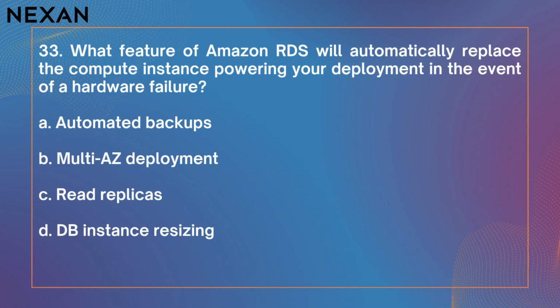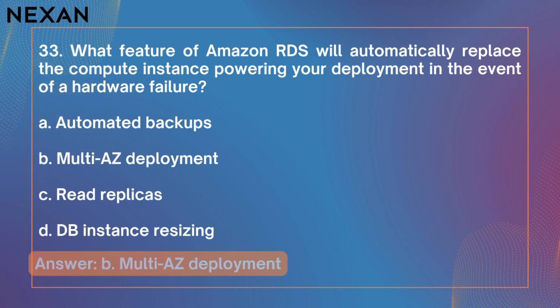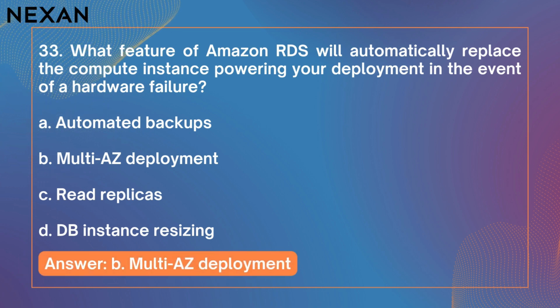33. What feature of Amazon RDS will automatically replace the compute instance powering your deployment in the event of a hardware failure? A. Automated backups. B. Multi-AZ deployment. C. Read replicas. D. DB instance resizing. Answer B. Multi-AZ deployment.